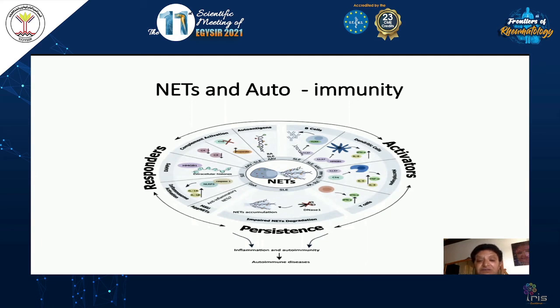They stimulate macrophages, T cells, dendritic cells, and B cells, and so they can induce and maintain autoantigenicity, complement activation, DAMP formation, and inflammasome activation, and there is also an association with decreased NET degradation. And so there is NET accumulation, and with persistence of these molecules, there is inflammation and autoimmunity, causing autoimmune disease.